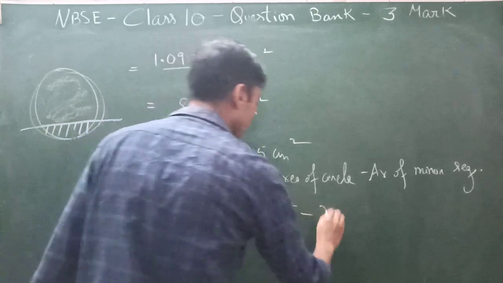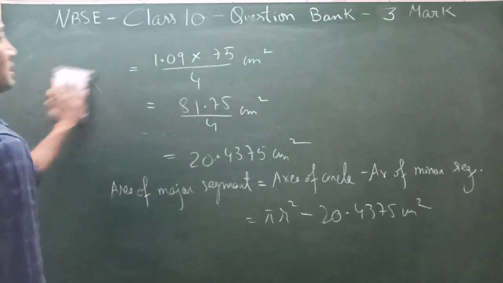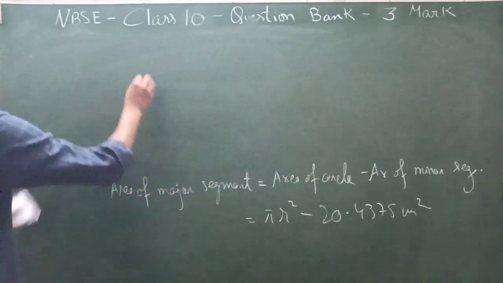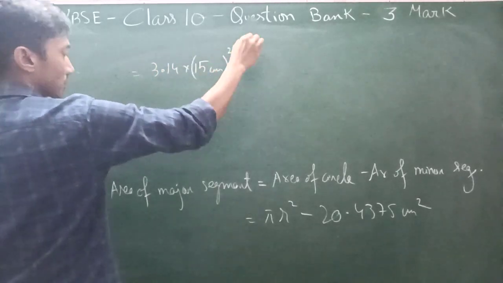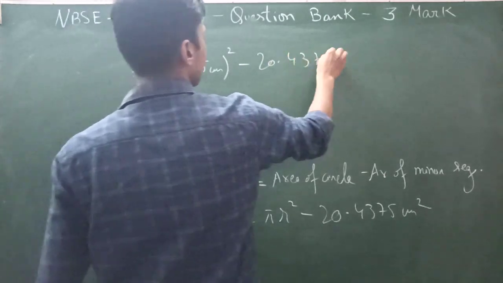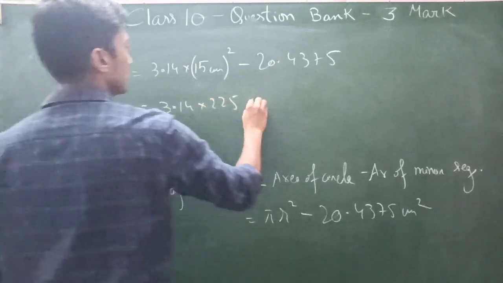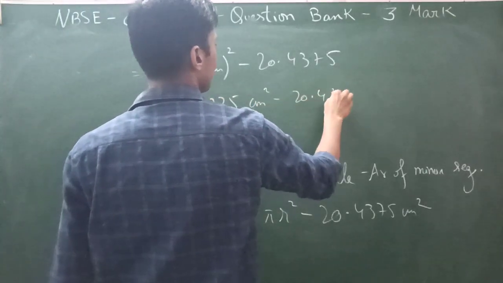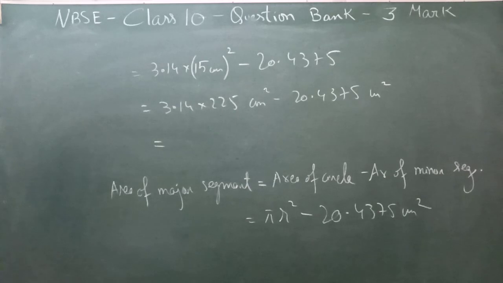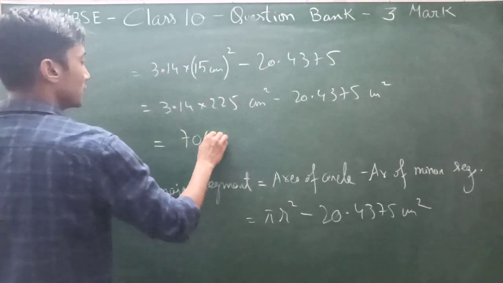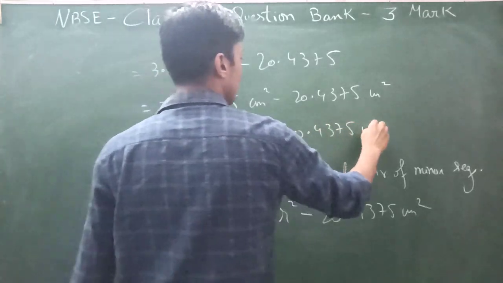Area of minor segment we already calculated, 20.4375 centimeters square. So let's solve this again. So that's like 3.14 into 15 centimeters square minus 20.4375. So that's like 3.14 into 225 centimeters square minus 20.4375 centimeters square. So if we just multiply this, 3.14 we'll have 706.5 centimeters square minus 20.4375 centimeters square.